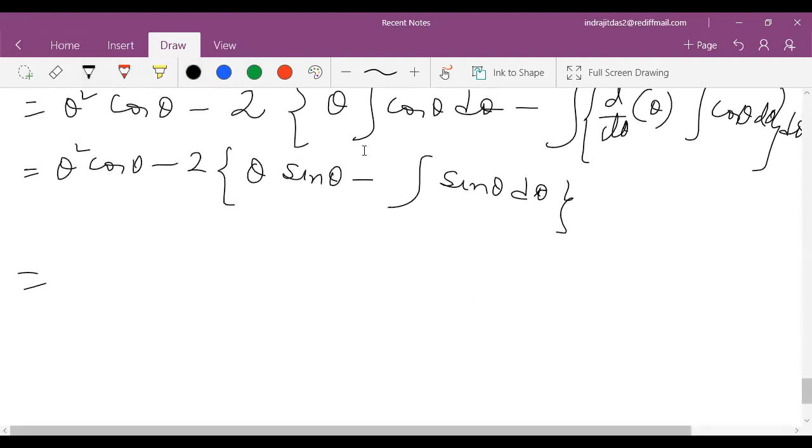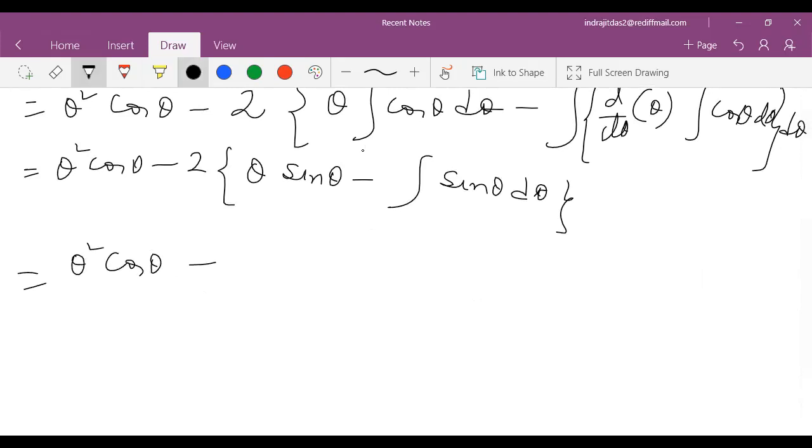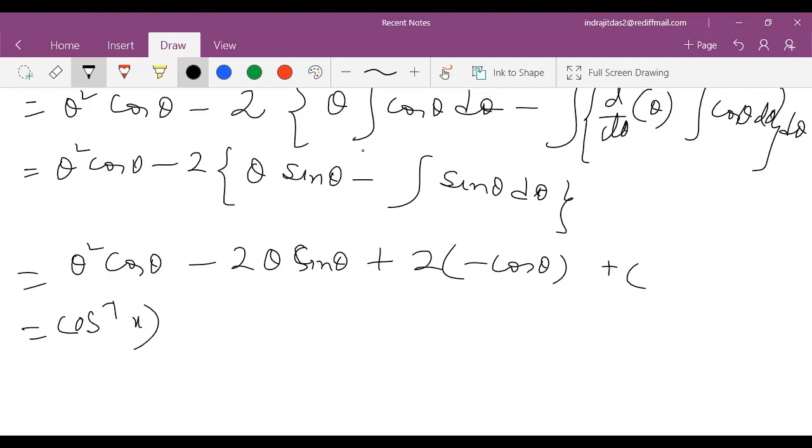This is theta square cos theta, trigonometric point of view. 2 theta sin theta plus 2 sin theta integration is minus cos theta plus c. So now you will be putting the value. Theta square will be cos inverse x whole square, because theta was cos inverse x, into x because cos theta was x, into theta cos inverse x.